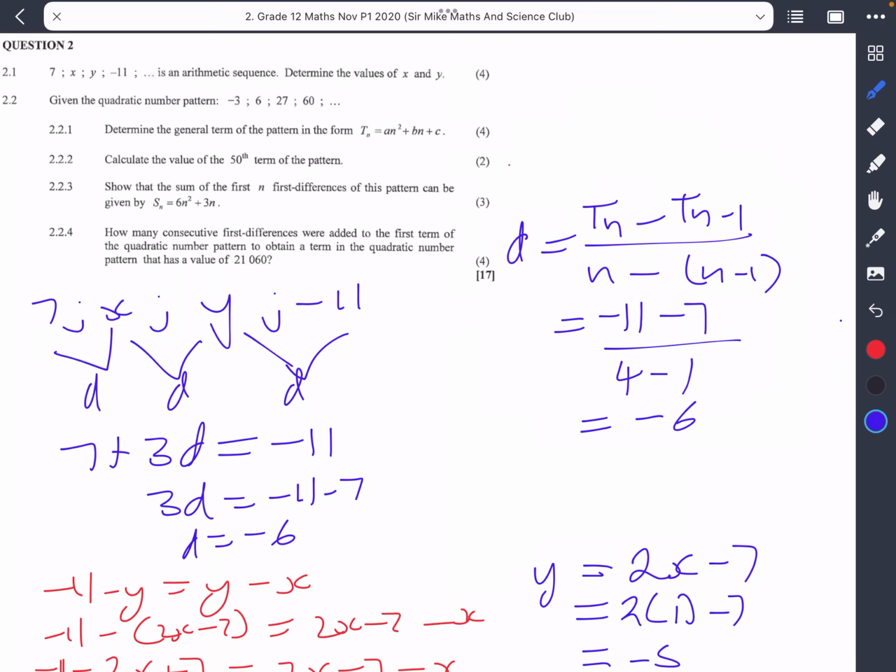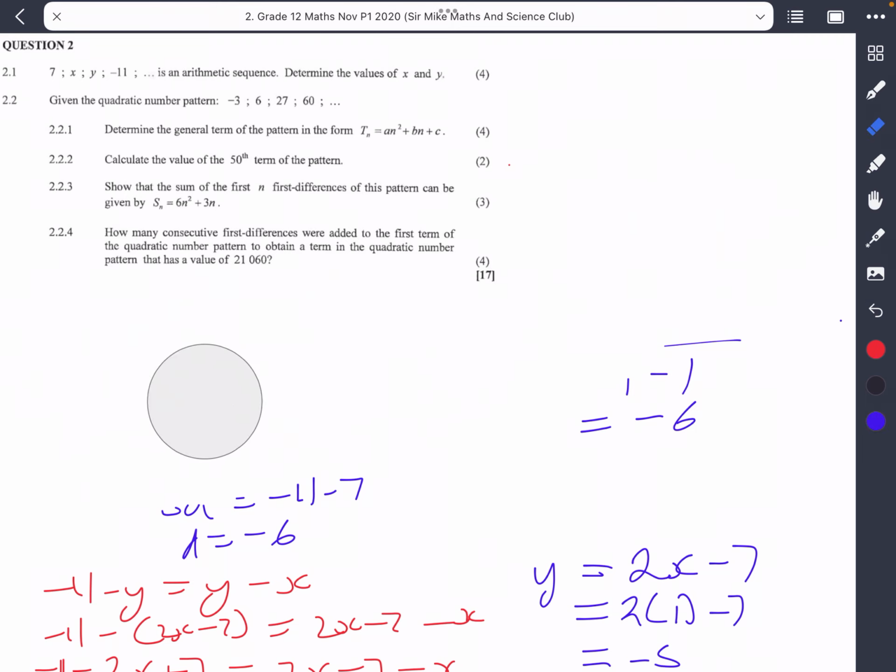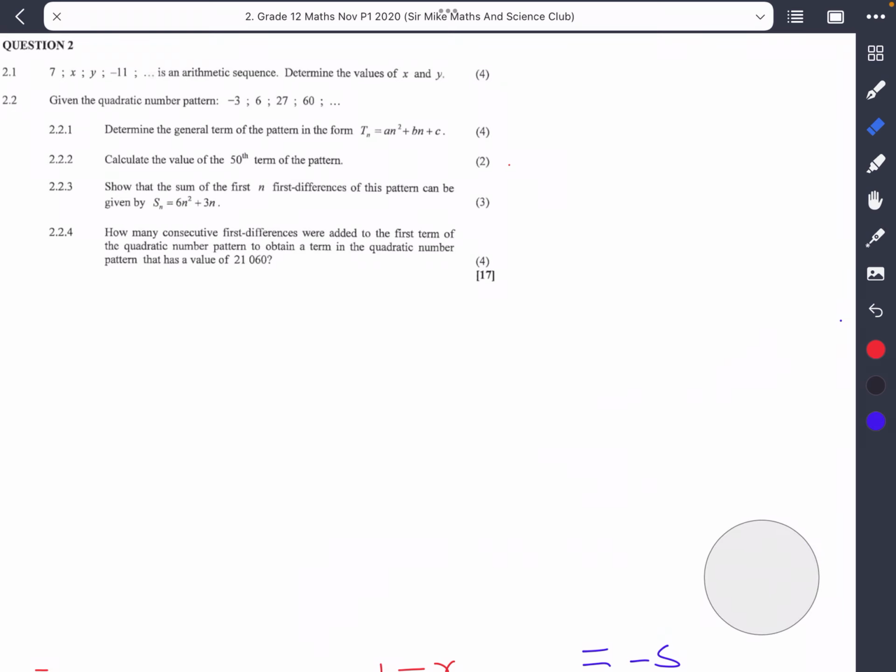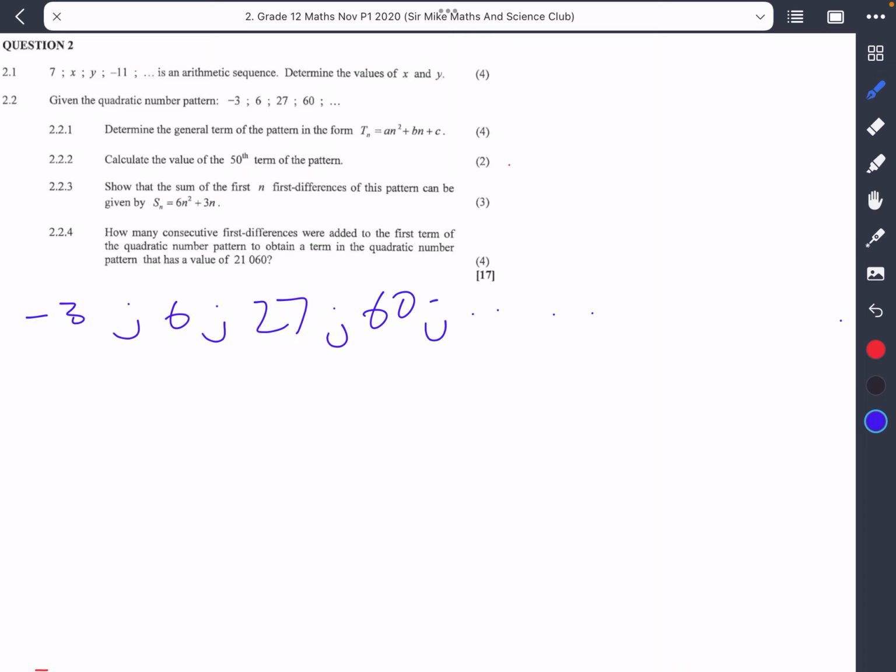So in this case, for 2.2.1, they say that given the quadratic number pattern negative 3, 6, 27, 60, and so on, determine the general term of the pattern in the form Tn equals an squared plus bn plus c. Let me just rewrite that. I'm just going to erase what we have here again. So we have that sequence: negative 3, 6, 27, 60, and so on.